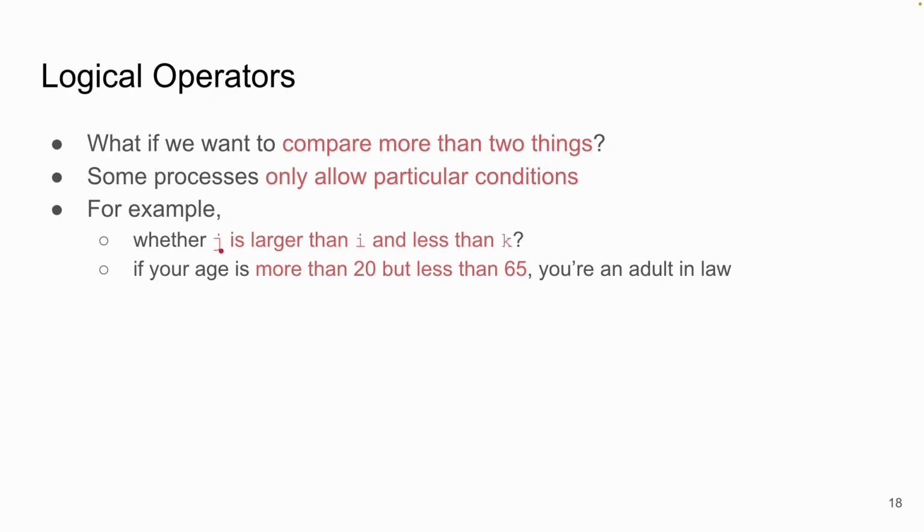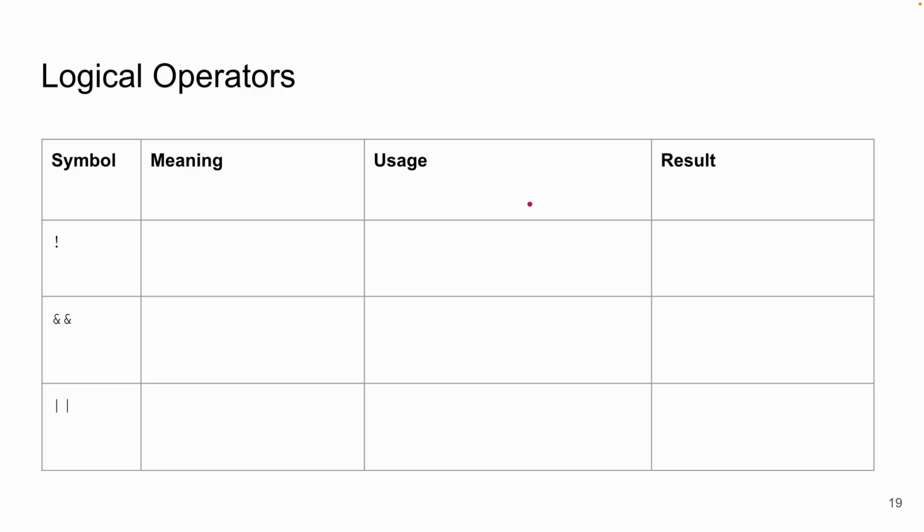So to achieve these two evaluations, we need to test more than two things. To do that, we need to use logical operators. You already saw this operator in the previous example, but now I'm going to explain more about it. We have three kinds of logical operators, and the symbols of them look like this.